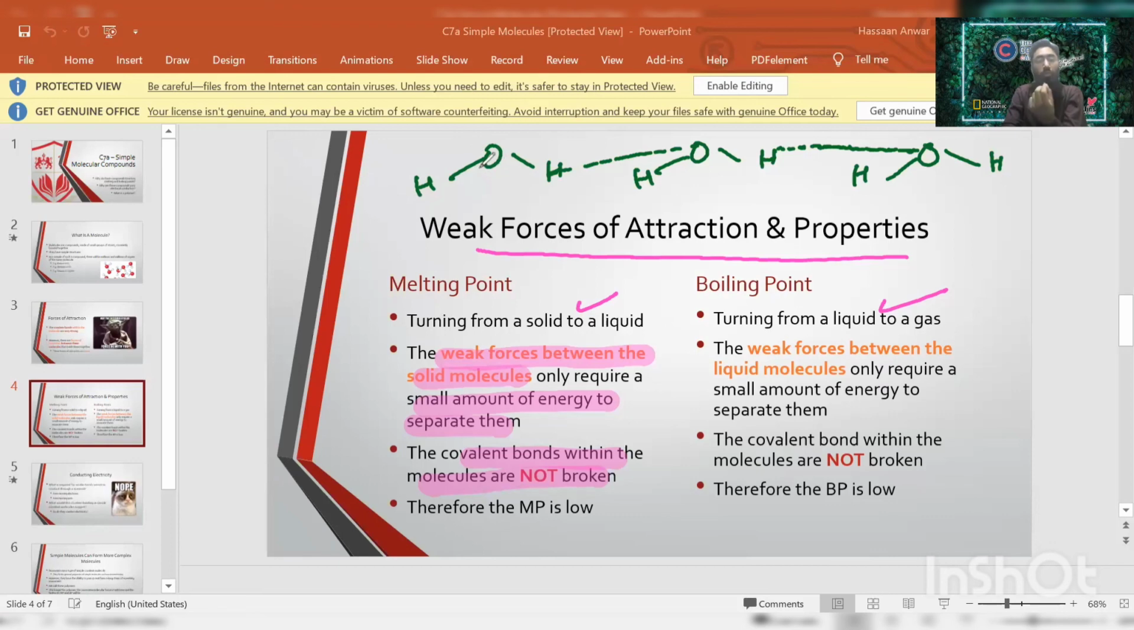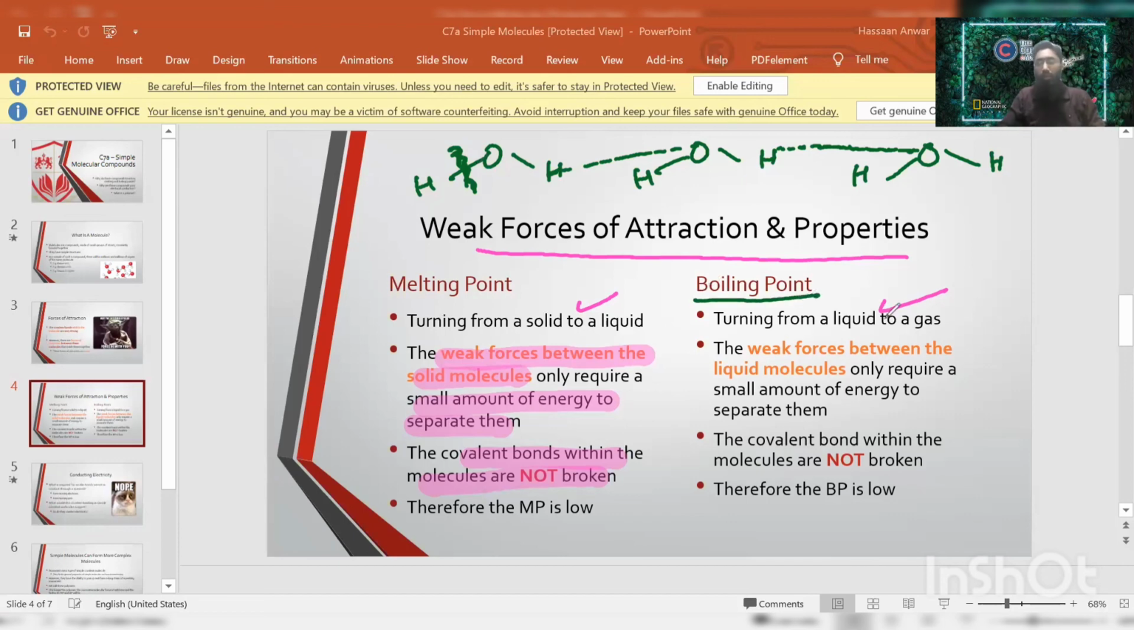Two types of force. One is within the molecule. If we have to break this bond, we need to provide a huge amount of energy. If we need to overcome the force present within the molecule, we need a large amount of energy, but we don't need to break these bonds.